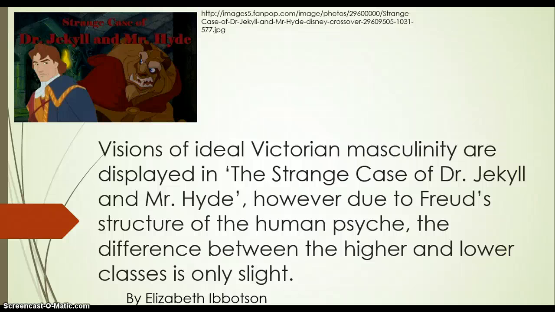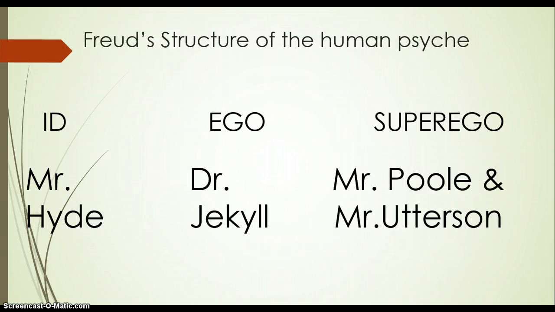Visions of ideal Victorian masculinity are displayed in the strange case of Dr. Jekyll and Mr. Hyde. However, due to Freud's structure of the human psyche, the difference between the higher and lower classes is only slight. Freud's structure of the psyche is split into three parts: the superego, our conscience; the id, the part that controls our desires, our primal part; and the ego, which balances out the two.